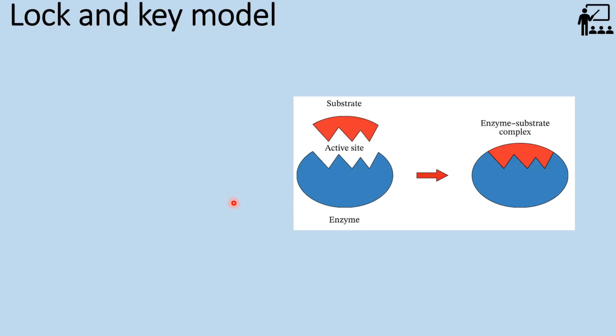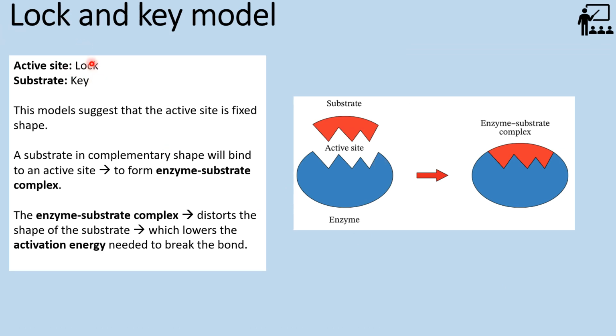The lock and key model. Looking at the lock and key model, the active site is the lock and the substrate is the key. So I have my enzyme here. This is the active site. This is the substrate. Now this model suggests that the active site is a fixed shape. So the substrate, which is a complementary shape, will bind to the active site and form the enzyme-substrate complex. Then this complex is going to distort the shape of the substrate, which will lower the activation energy needed to break the bond. Now that's the lock and key model. The key emphasis is the fact that the active site is 100% complementary in shape.